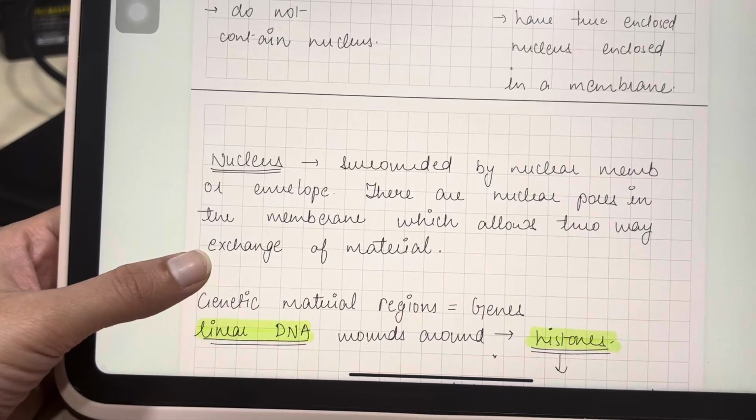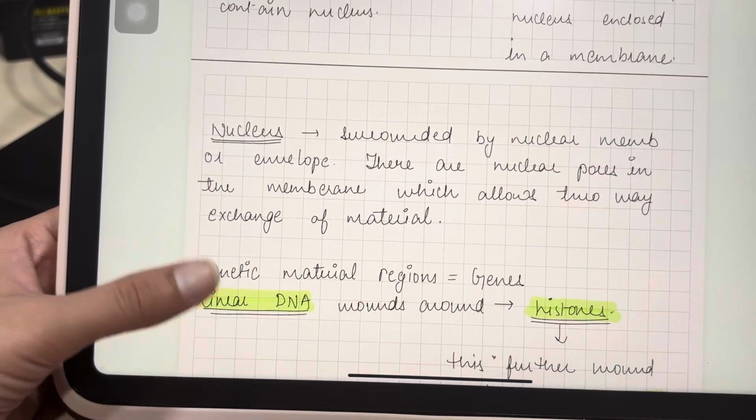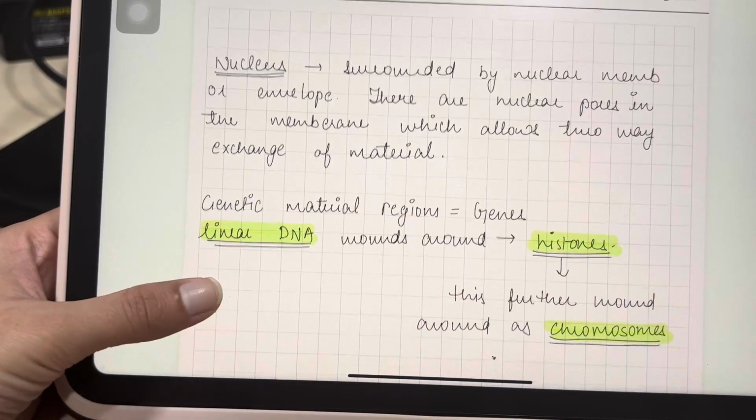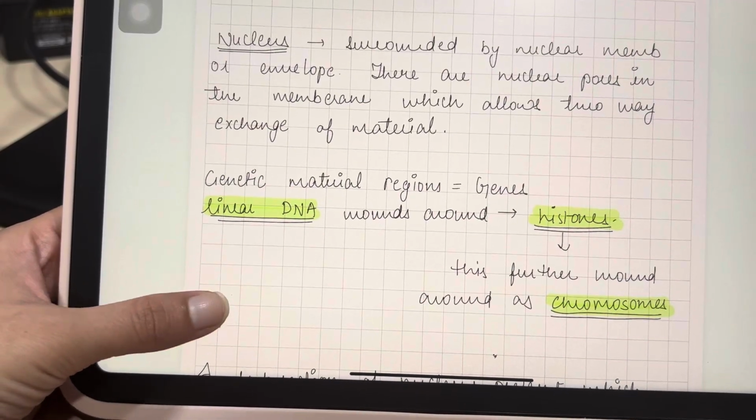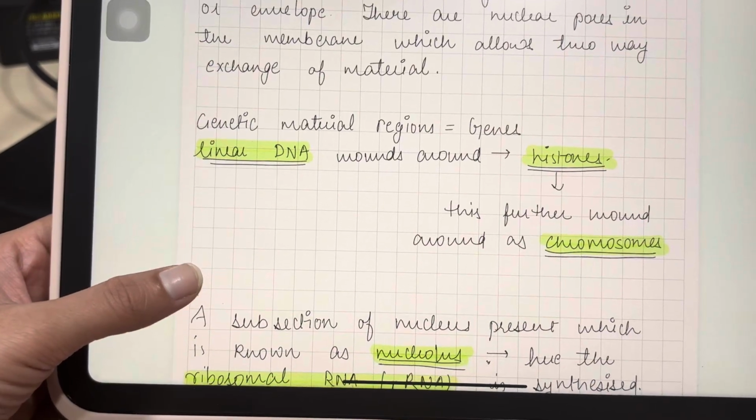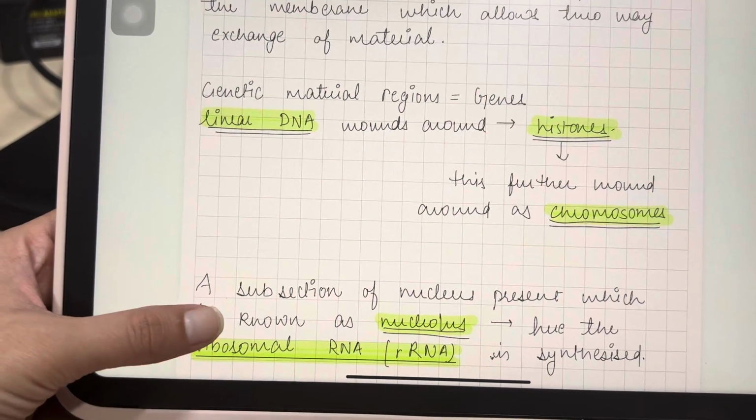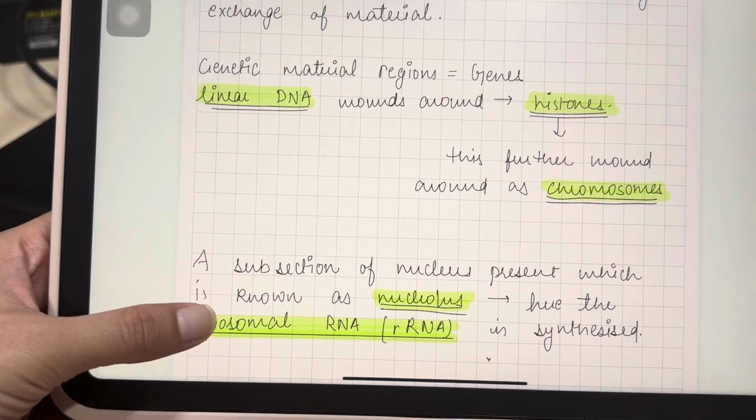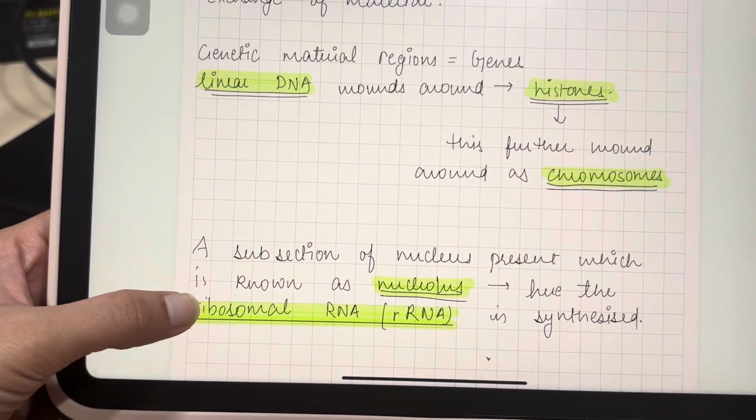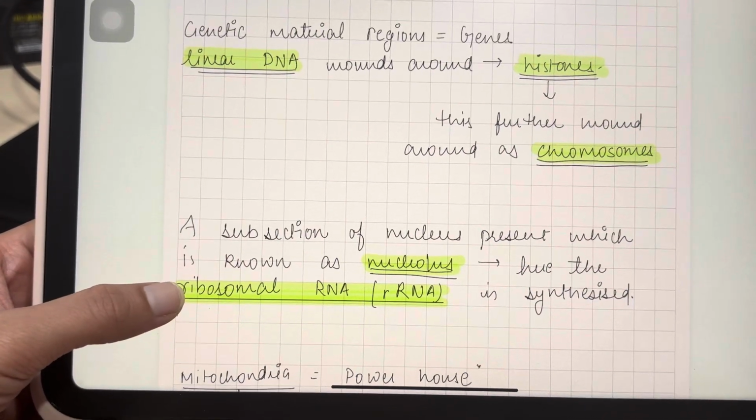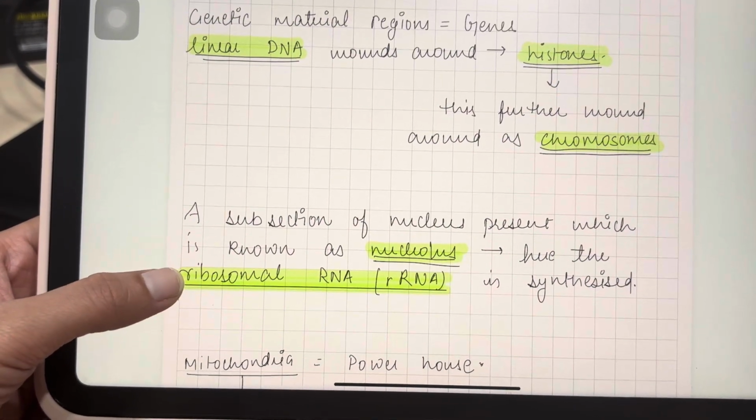The nucleus is surrounded by the nuclear membrane or envelope. There are nuclear pores in the membrane which allow two-way exchange of material. The genetic material regions are known as genes. The cell has linear DNA which wounds around the histones, and these are further wound into chromosomes.